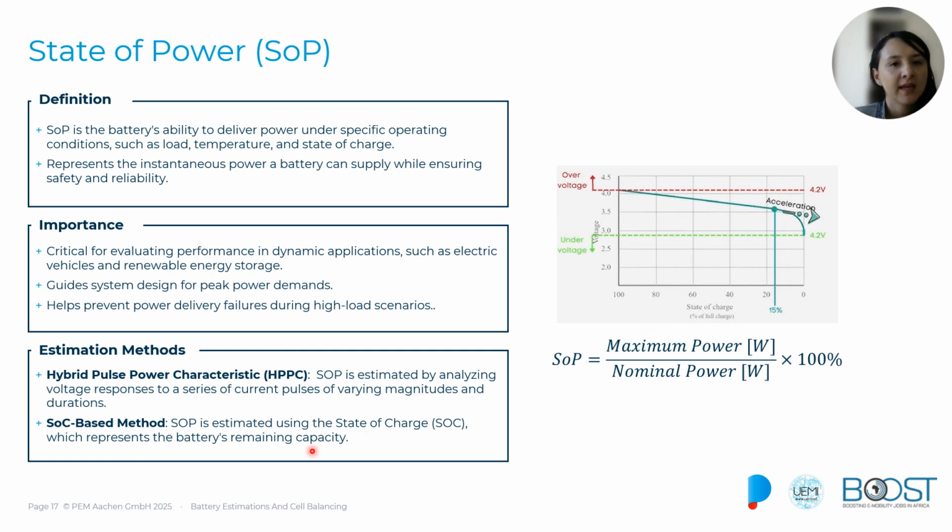And also we can use the SOC calculation to estimate the SOP. In this case, we can have models that relate the state of charge with the internal resistance, and predict, for instance, that as the state of charge decreases, the available power will also be reduced, and use this to estimate the value of the state of power.